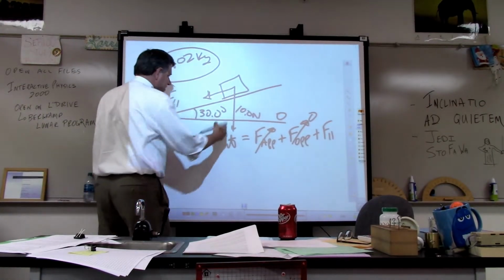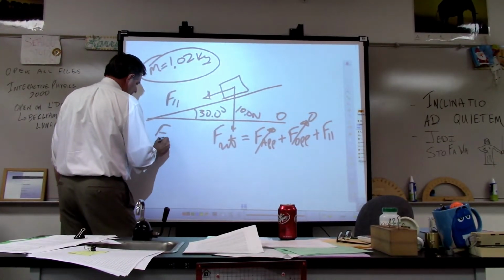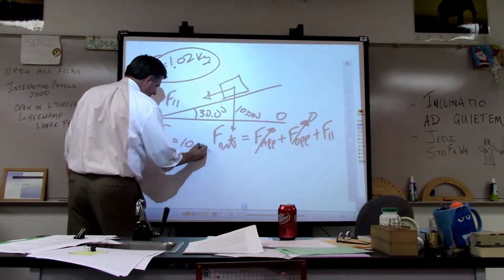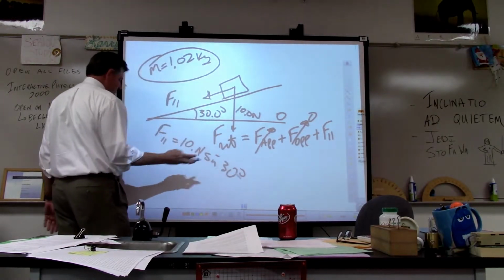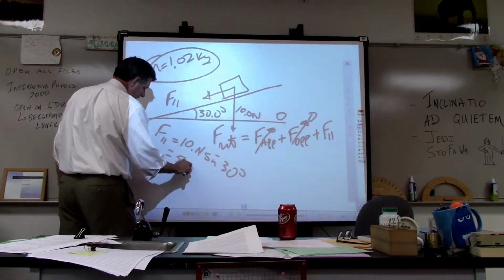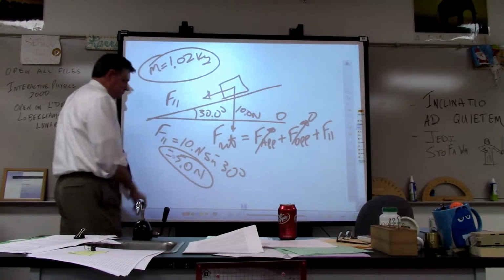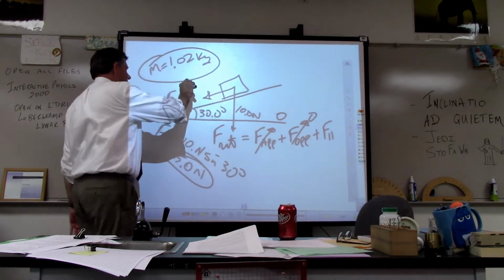So I'm going to take 10 newtons. My force parallel is going to be my 10 newtons times the sine of 30 degrees. Sine of 30 is 0.5. I get 5 newtons. Okay? So now I've got my force parallel.